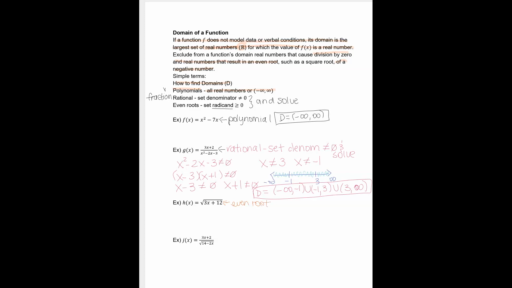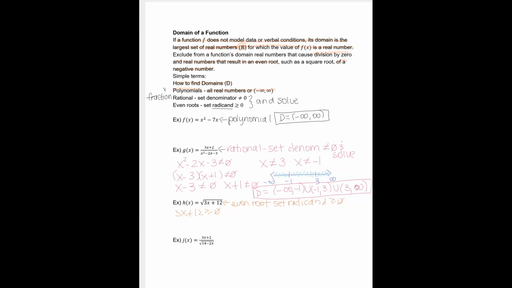With an even root, we set the radicand greater than or equal to 0 and then solve. So what would our radicand be? What's under the root, right? So it's going to be 3x plus 12 greater than or equal to 0.